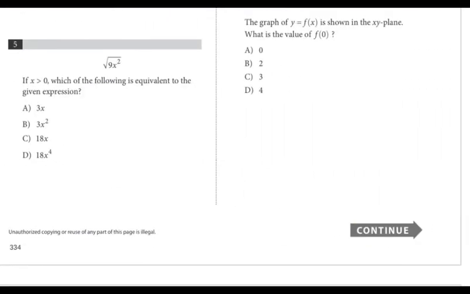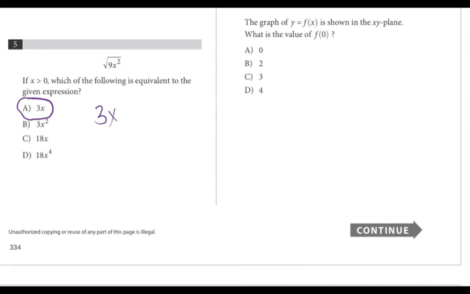If x is greater than 0, which of the following is equivalent to the given expression? The square root of 9x squared. Well, the square root of 9 is 3, and the square root of x squared is x. Answer choice A. It's pretty simple, actually. There's not many ways you can look at this.